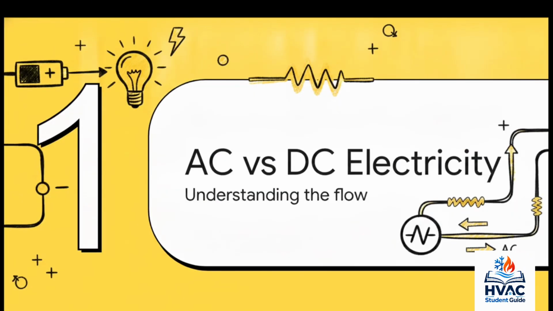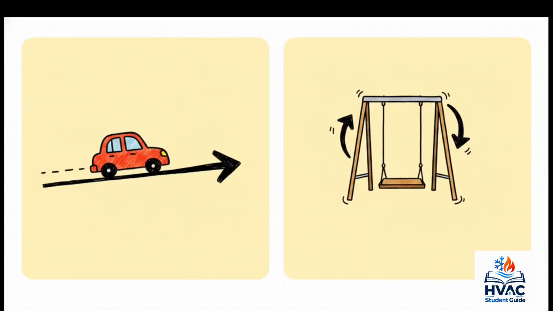Starting us off with Part 1, AC versus DC electricity. Think of direct current, or DC, kind of like traffic on a one-way street. The electrons just keep moving in one main direction, much like the power you'd get from a standard battery. In HVAC, you're mainly going to see this utilized in electronic boards and solid-state controls. On the flip side, alternating current, or AC, is a lot like a person pushing and pulling a swing. The direction is constantly reversing, and this is that 60 Hz alternating current that powers your standard heavy-duty equipment.